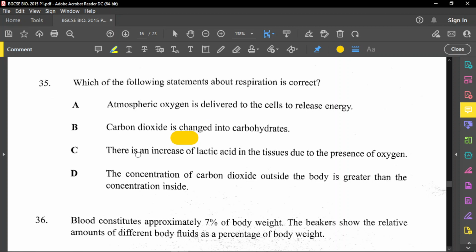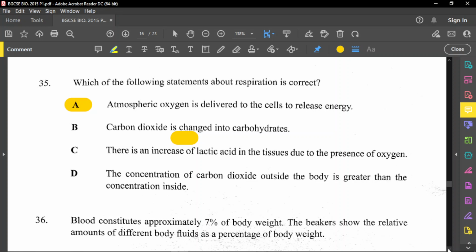C said that there is an increase in lactic acid in the tissue due to the presence of oxygen. No. As a matter of fact, more oxygen means that no lactic acid will form. Less oxygen means that you start to respire anaerobically and produce lactic acid. So it shouldn't be the presence of oxygen, but actually the absence of oxygen. D is the concentration of carbon dioxide outside the body is greater than that of the concentration inside. This is not true. So A is the only option that makes sense.